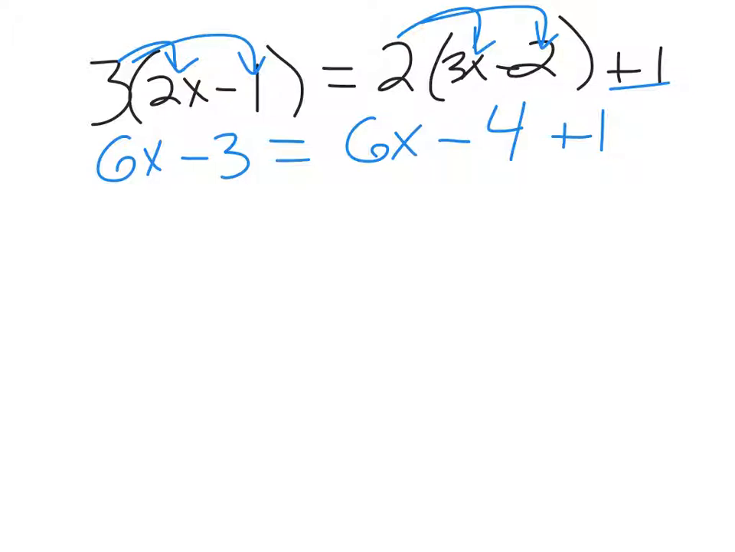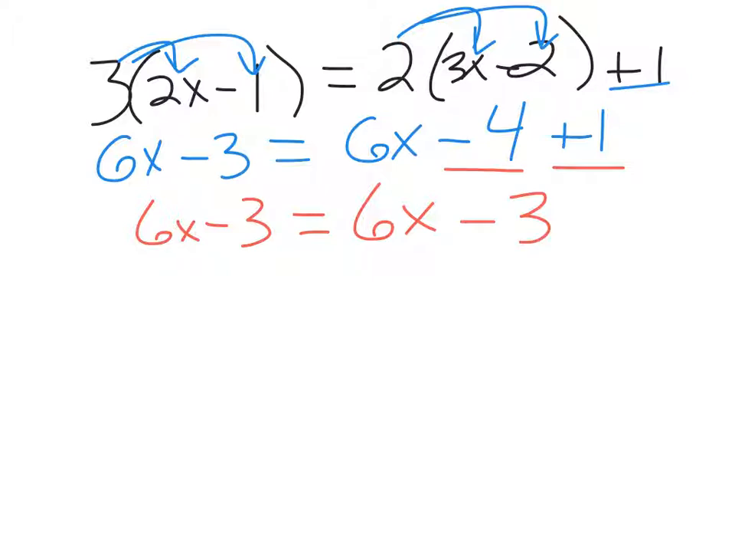So our next step is always to combine like terms. In the last problem, we did not have any like terms to combine. In this one we do, because over here we've got two numbers that I can put together. So I'm going to leave the left side as is, since there's no numbers to combine over there. But over on the right, I can combine the negative 4 plus 1, which is negative 3. And maybe you can already see that both sides are the same.